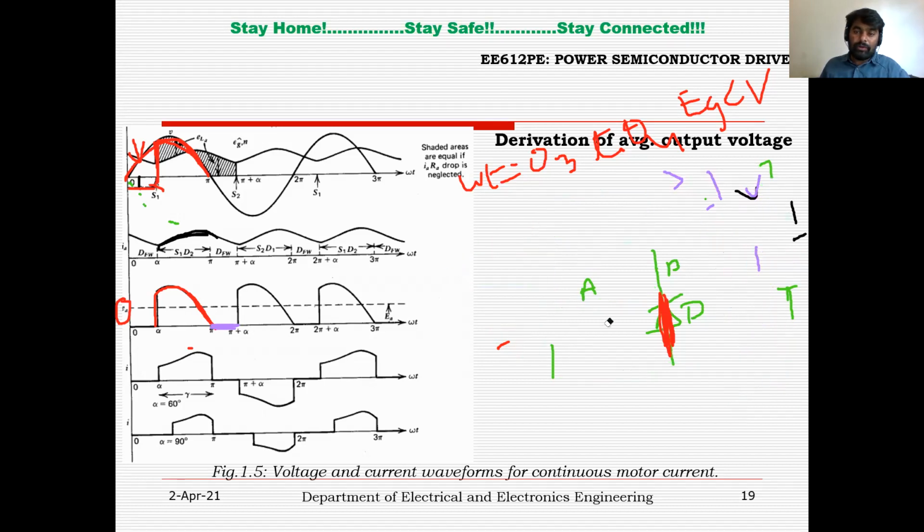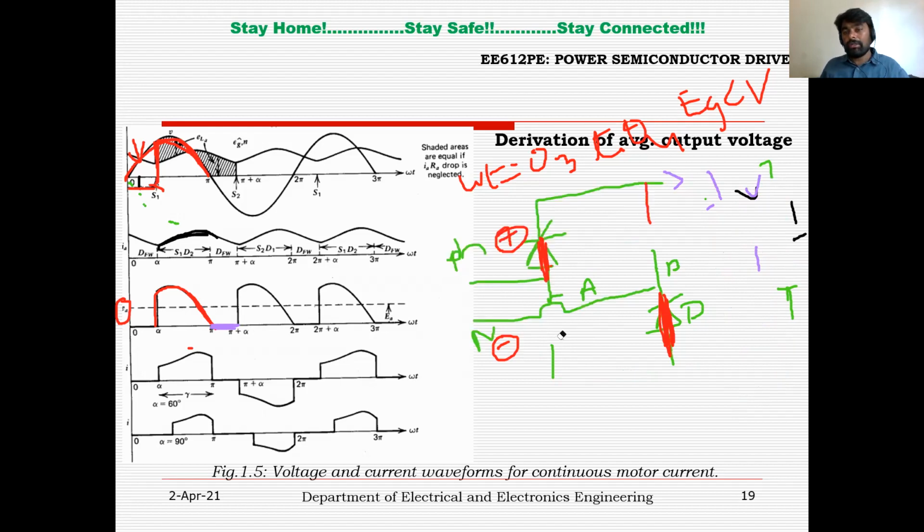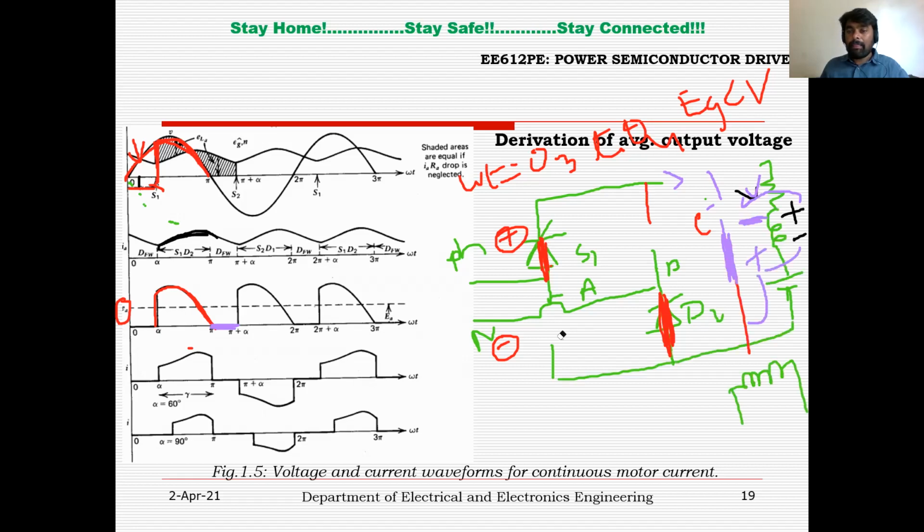During the negative half cycle, P should be connected to negative and N should be connected to positive, right? Which means thyristor S1 and D2 are in reverse bias condition. Let me draw the circuit so that you will get some more idea, right?